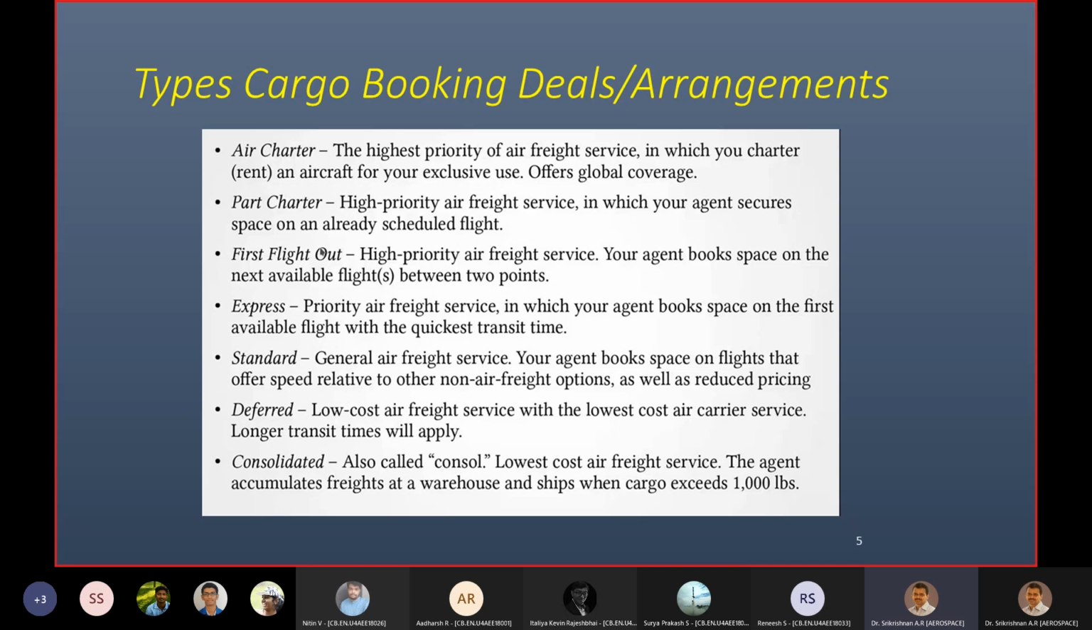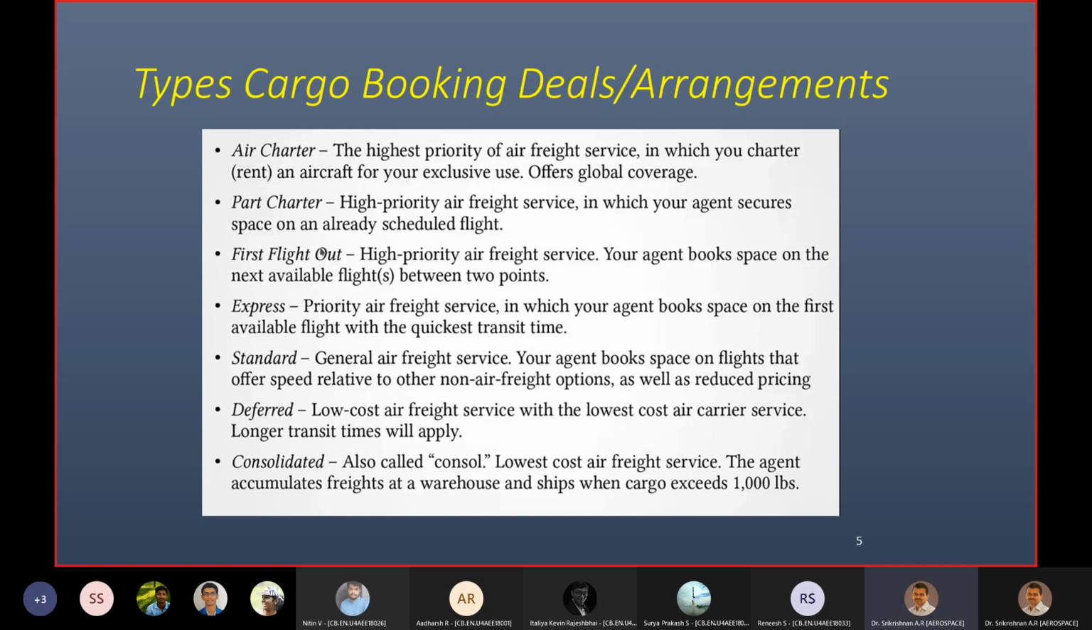Then comes the standard. Standard is, as the name indicates, like any other booking that you do for a flight. You have regular flights. They may have a stopover, may not, and you don't get a priority service, not the first available flight, etc. But depending on the availability of space, you can get your goods booked into the cargo flight. So the pricing of standard will be much lower than any of the categories we have discussed, including express, because there is no quick transit time promised here. This is just a standard flight.